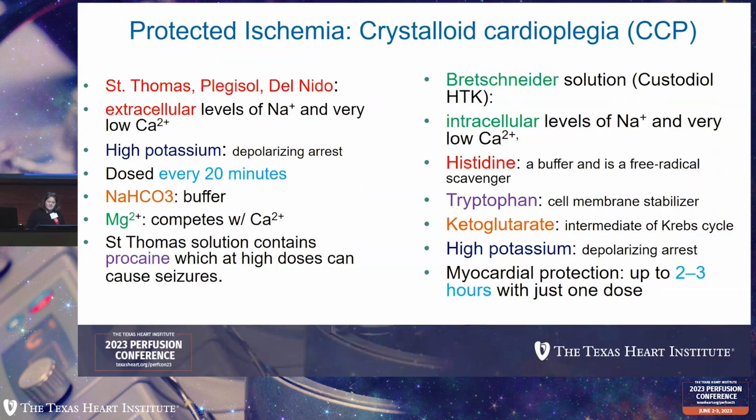But we're perfusionists, so what do we do? We do protective ischemia, which under bypass, we apply a cross clamp and give some type of cardioplegia. There are crystalloid cardioplegias, such as the St. Thomas, Plegisol, and Del Nido. They have extracellular levels of sodium, which are higher, but low calcium levels, and a potassium to cause a depolarizing arrest. These solutions in general are given about every 20 minutes.